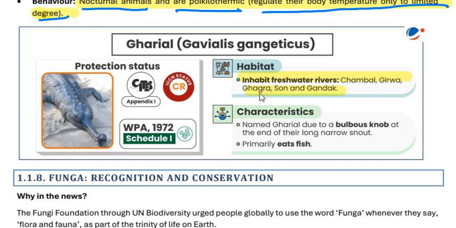Next is about the gharial. Protected status CR is given. This is critically endangered. Habitat: they inhabit freshwater rivers Chambal, Girwa, Ghagra, Son, Gandak.